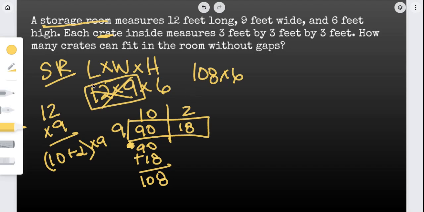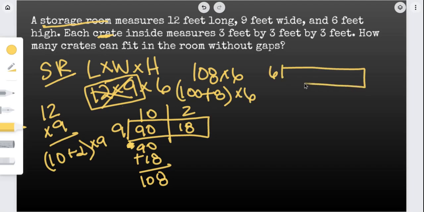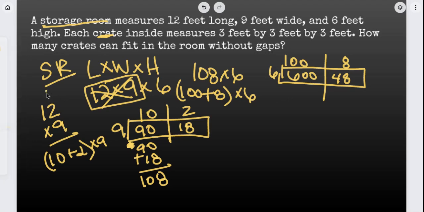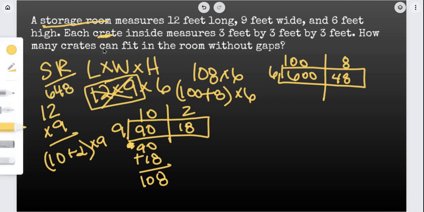Done with this. Still working on finding the volume of the storage room. So now I'll say 100. I don't have anything in the tens place, so I'll skip it, plus 8 times 6. So I'll draw up my box. Even though it's three digits, because I don't have to separate that out, I'm just going to be working with 108. So 6 times 100 is 600. 6 times 8 is 48. When I add those together, I do get 648. So my volume of the storage room is 648 feet cubed.